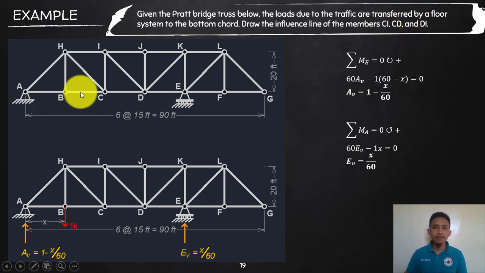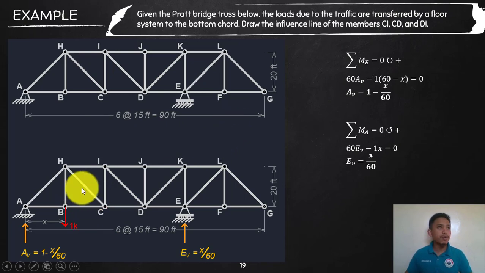Okay, if we look at the figure, this is your CI, a vertical member, and we have your CD, a horizontal member, and the diagonal bracing, which is your DI. That is what the problem suggests for us to construct the influence line.